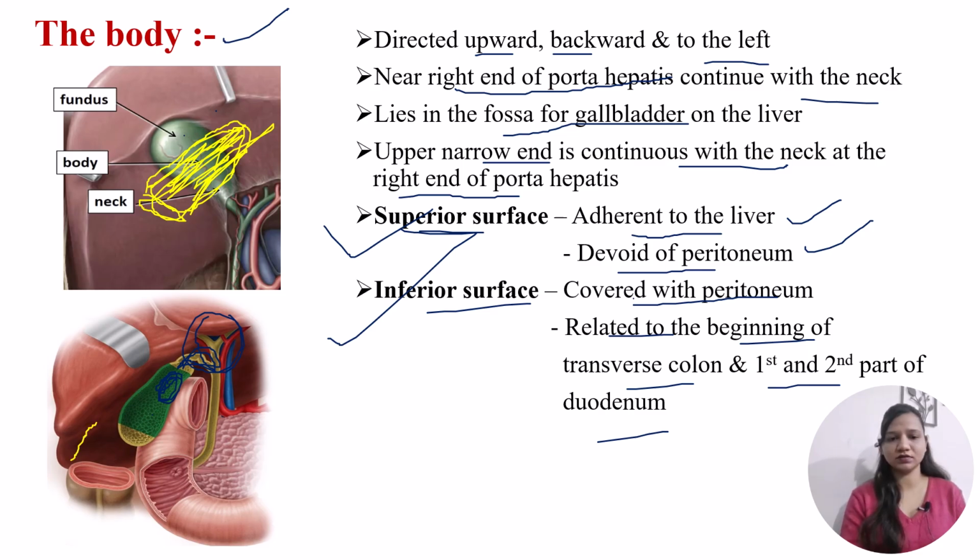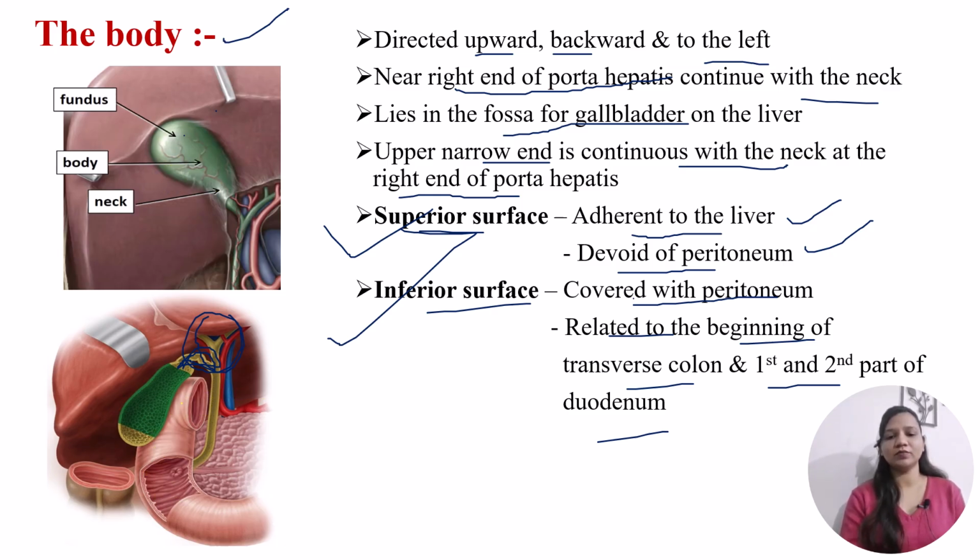So suppose this is the beginning of the transverse colon, so the fundus is related with this portion and also it is related with the first and second part of the duodenum. So we can appreciate here in this picture, this is the first part of duodenum and this is the second part of duodenum. So the body is related with both of these parts, the first part of duodenum and the second part of duodenum.